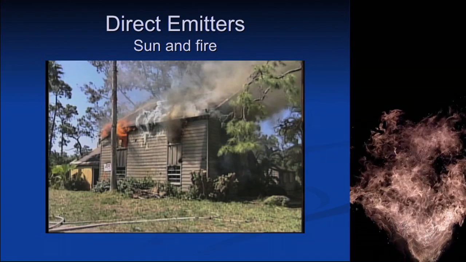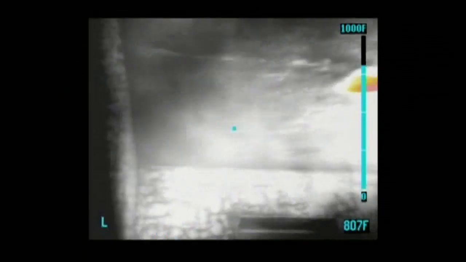Fire and sun are examples of direct emitters. Not only are they easy to see, they will heat up passive emitters to make them stand out also. One note of caution, do not point the camera at the sun. The massive amount of energy released can cause serious damage.